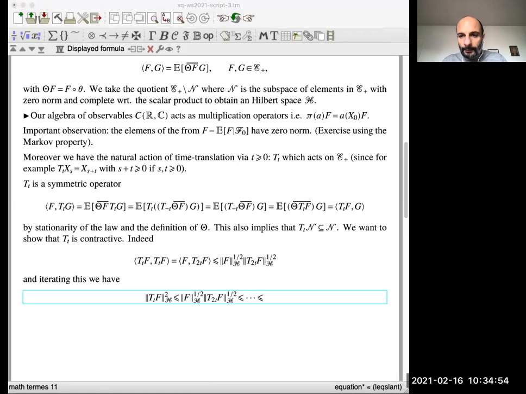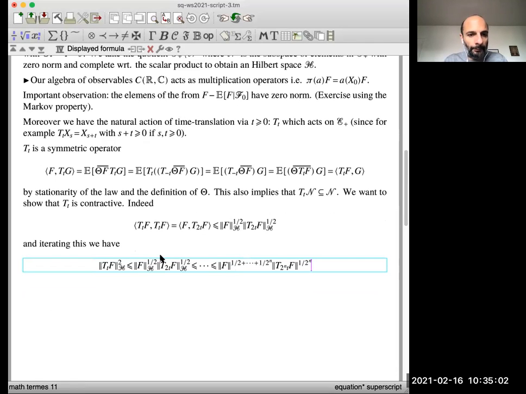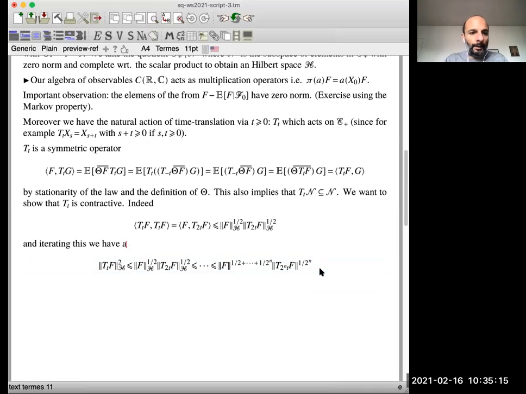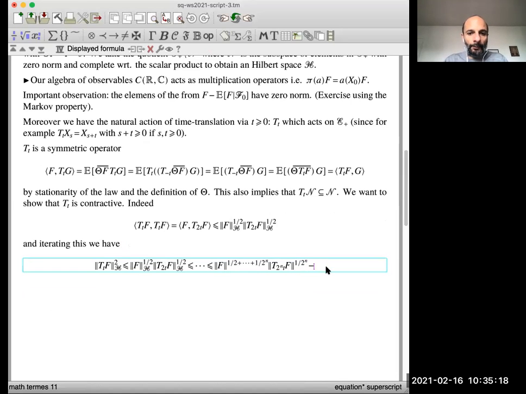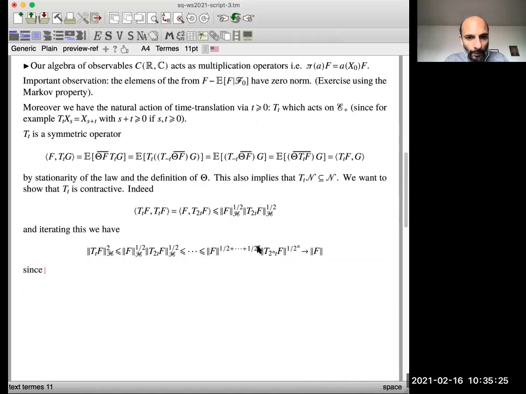And what you get is something like this. When you iterate, every time you leave behind the norm of f, and this increases by a power of 2, and you get these powers of n. And then you can prove that this converges to just the norm of f. Now to prove this, of course, this converges to 1. So you have to bound this guy. You have to prove that this is not growing.